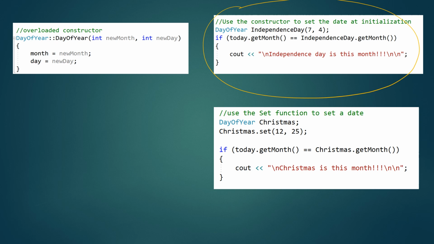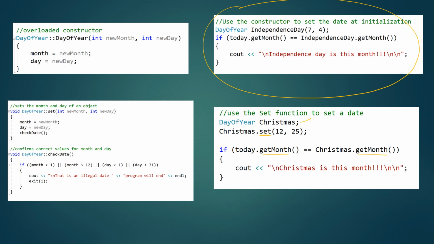All right, so here's using the set function. The set function is not used at declaration. If you notice here, I declare the day of year first, and then I use the mutator function called set to set a date, and then I have to use accessor functions to check to see if it is the same month as Christmas. So here is again my mutator function. My mutator function is used to change a date. It's used to change the date of an object that has already been declared.